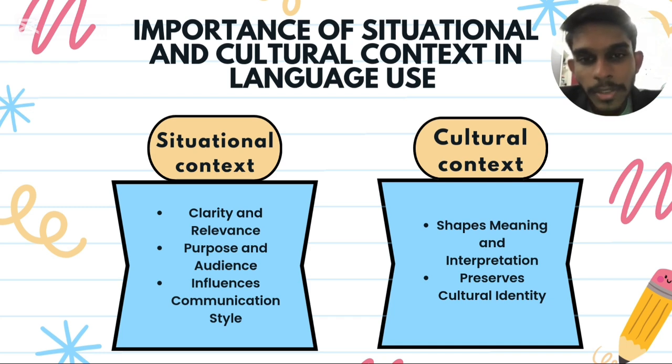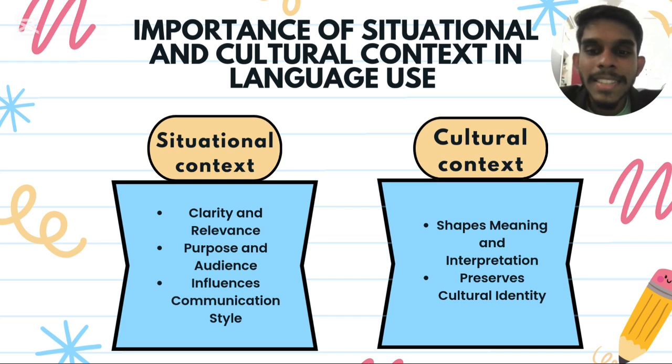First and foremost, let's look into the importance of situational context in language use. So the first point is clarity and relevance. The situational context helps speakers tailor their language to be clear and relevant to the specific circumstances. For example, the way a teacher explains a concept in a classroom differs from how they might explain it in a casual conversation.